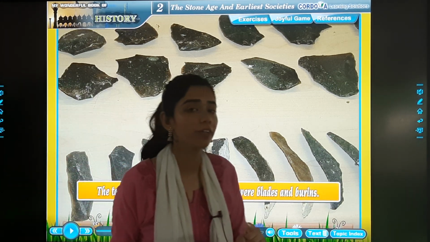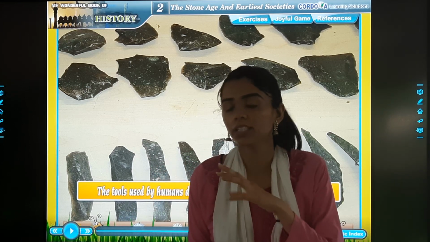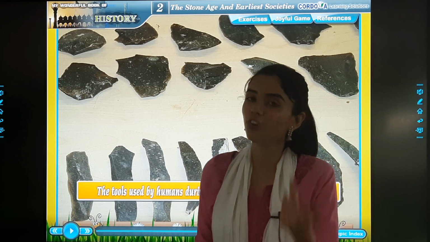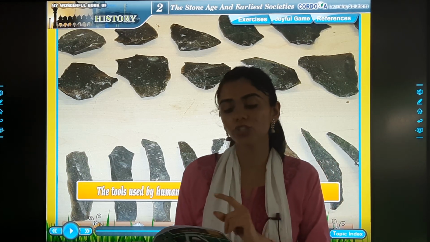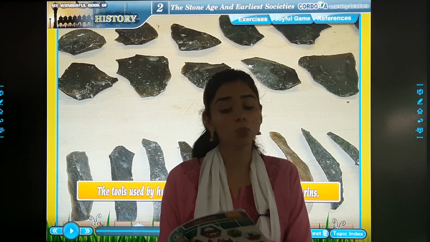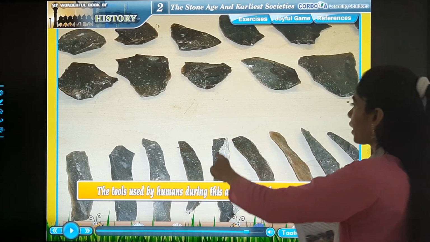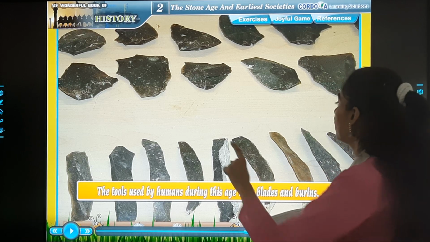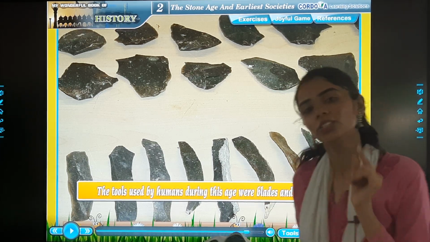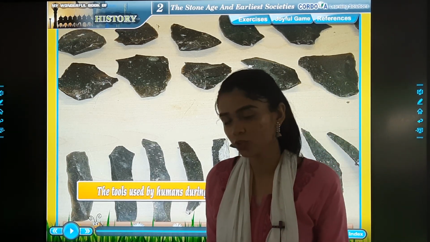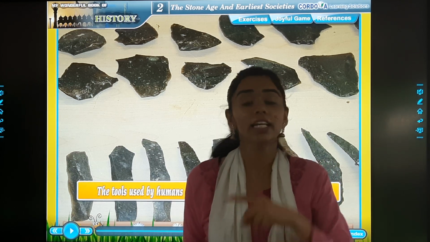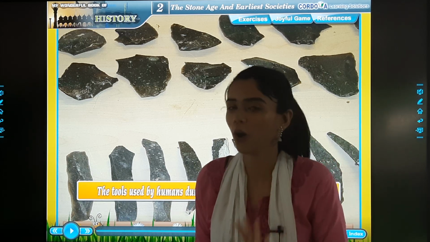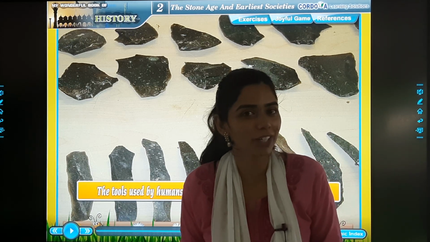So, in this age, what happens? A very big drastic change happened. Instead of cold weather, it became warm weather. And which tools were used? The tools were blades and burins. Look over here. See, this is known as what? Blades and burins. So in this age these tools were used, and what was different? The weather became warm. Instead of cold, it became warm. So I think we should stop over here, right?